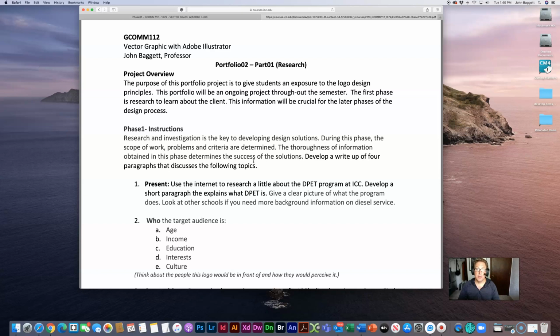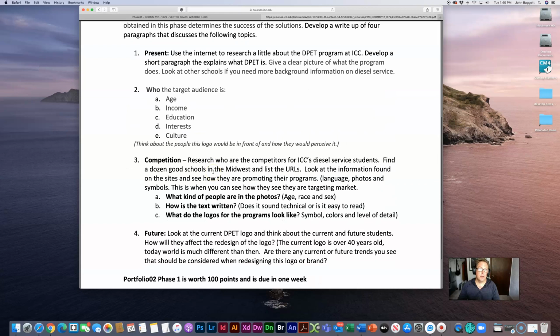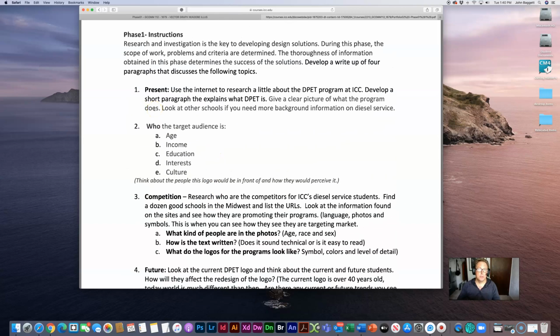What we're going to do is develop a write-up of 4 paragraphs that discuss the following topics. You'll have one paragraph that's basically going to research our client. This client is a program here at school known as DPET. That stands for Diesel Power Engine Technology. I'd like for you to get on the internet and look around to understand what this program offers and what it's about. You really can't develop a symbol or a logo for an entity if you don't have an understanding of their purpose. So that's one component to it.